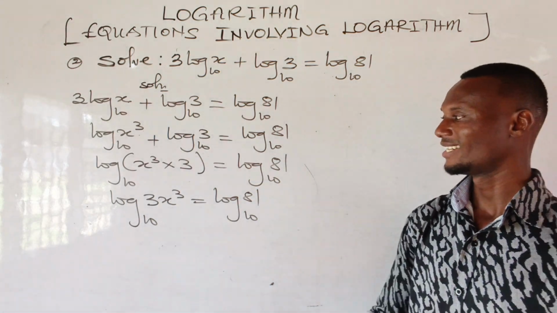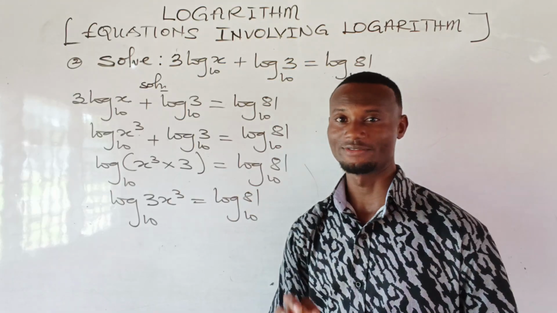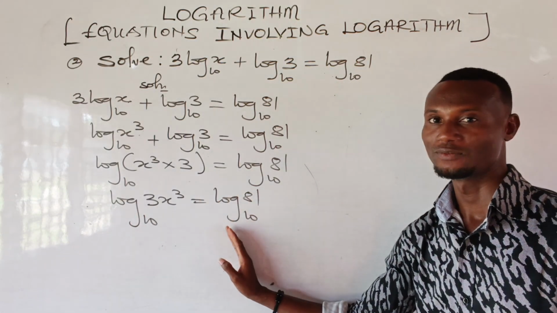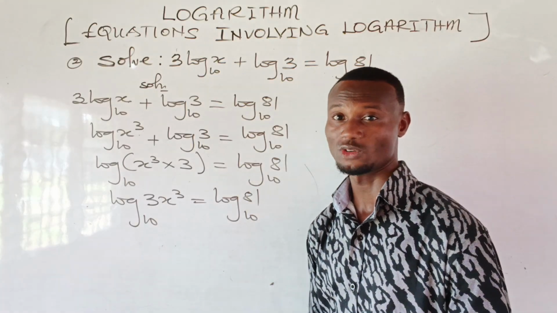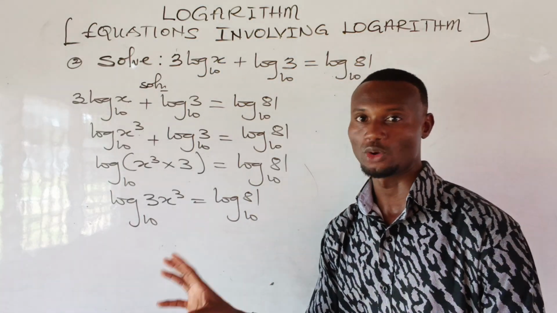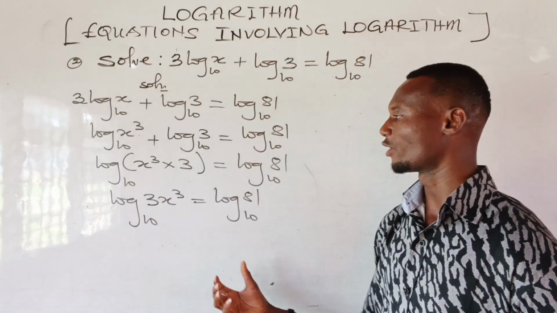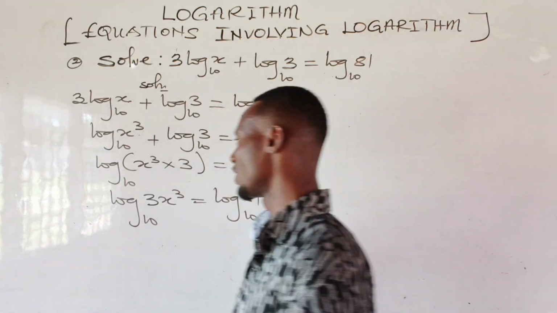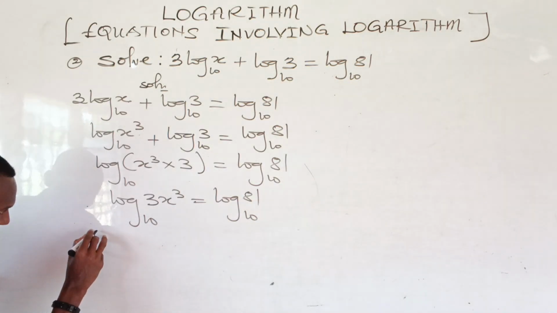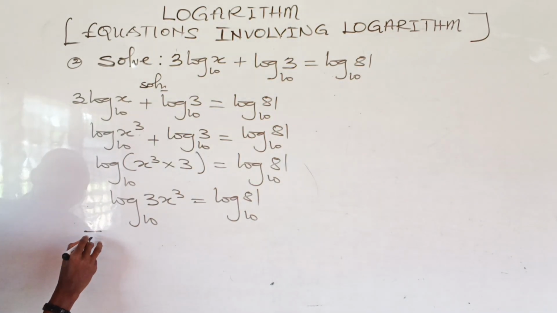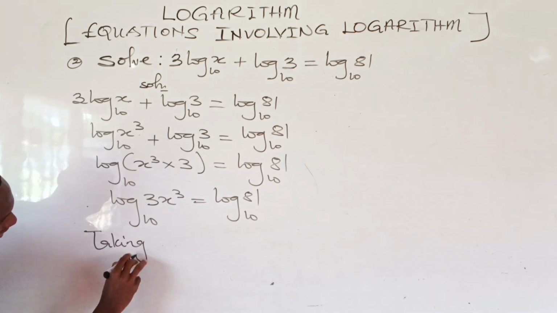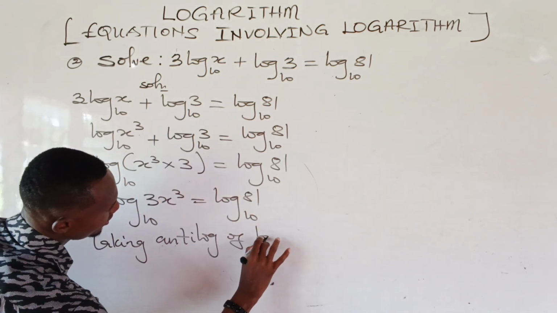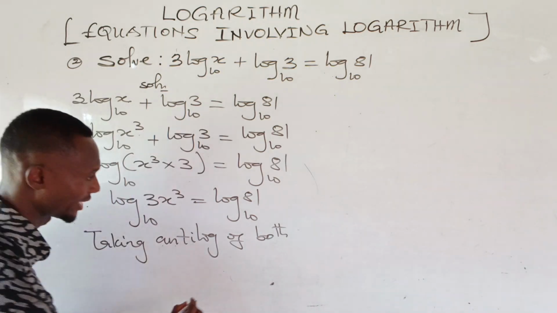So from here, the next step is to get rid of the log inside, because there's log here, there's another log here. So for us to be able to proceed and solve for s, we need to get rid of the log. And the only way to get rid of the log is to take anti-log of both sides. Okay, so let's do that. So I'm going to take anti-log of both sides. So I'm going to write taking anti-log of both sides. Okay.